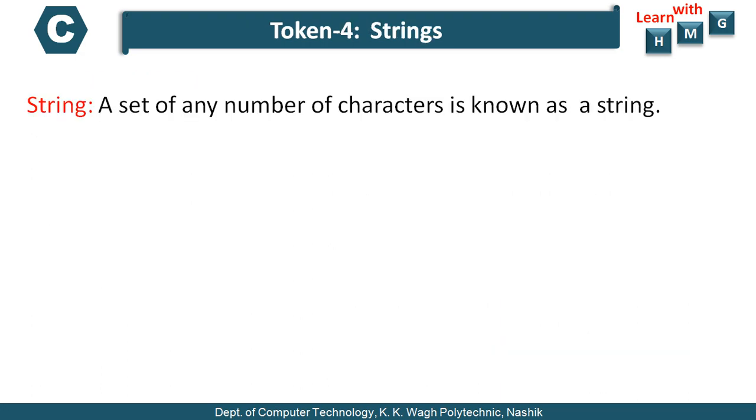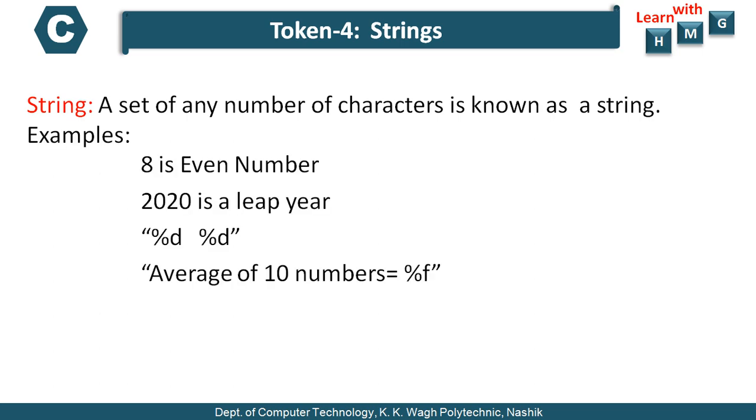The next token is a string. We have just studied that a set of any number of characters is known as a string. For example, all these are the strings considered by the C compiler.